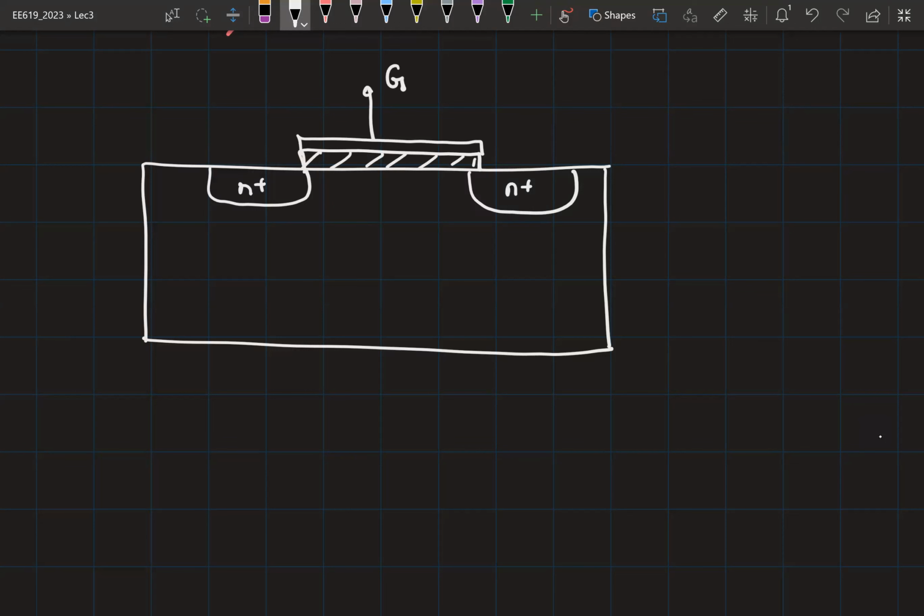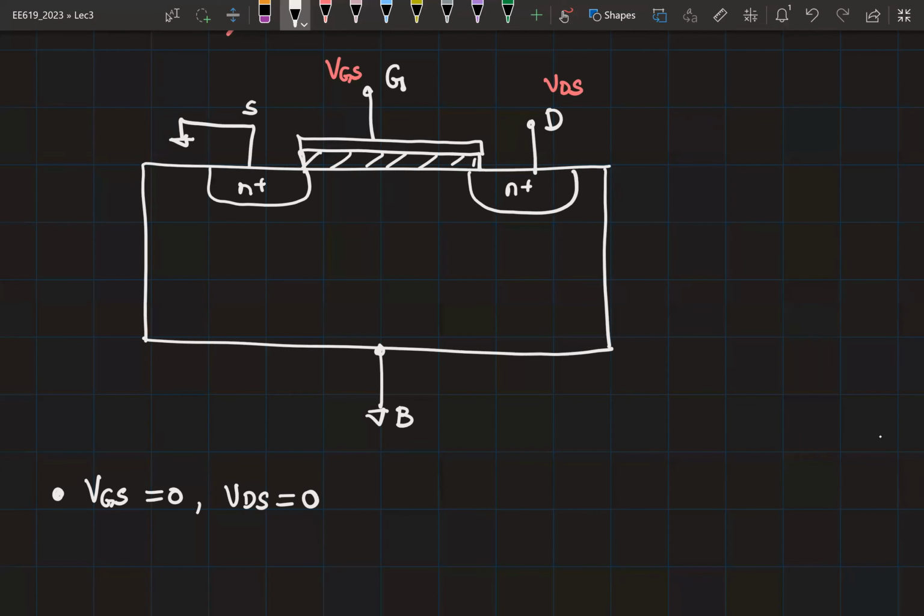I have my gate node. Let's say I ground my bulk and I pick one of these nodes and ground it, and I call this the source. And this is my drain. Now we are applying VGS at the gate node and VDS at the drain node. Let us start with a scenario where VGS is equal to 0 and VDS is also equal to 0. What will you observe? No current. Is there a depletion region that you will observe?